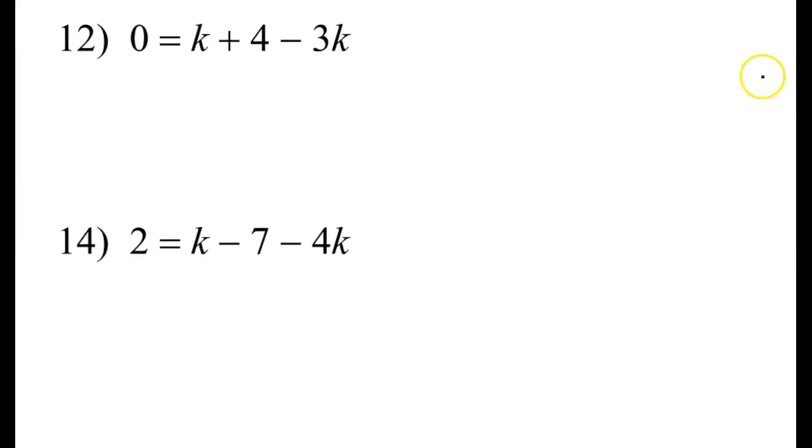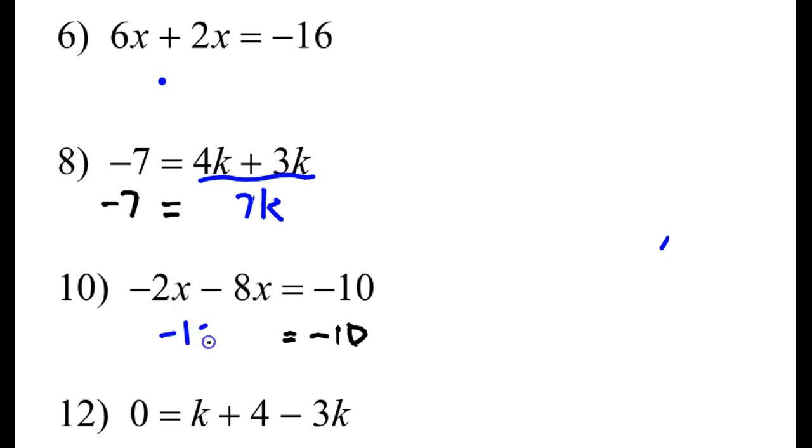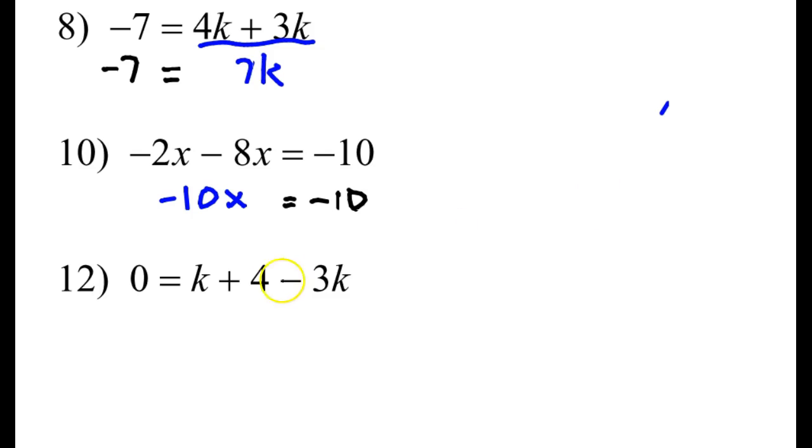Yeah, 2 through 12 even. Go ahead and simplify those just to see if you got the hang of this. Let's take a look at a few of these. What was 4k plus 3k? 7k. And just bring down the rest of the stuff, right? What is negative 2 and negative 8? Negative 10x.